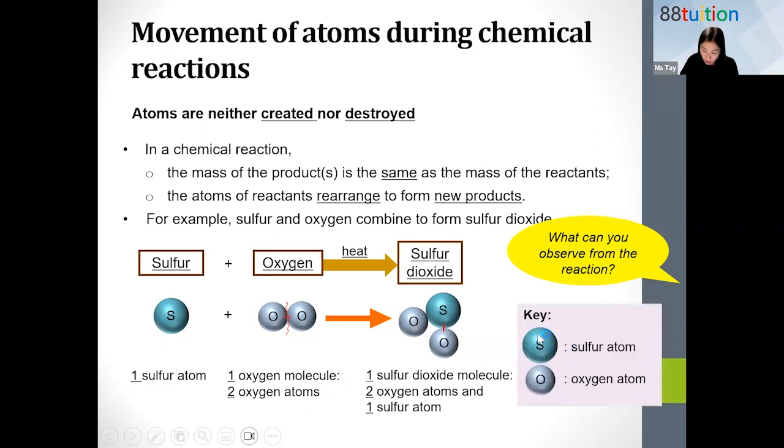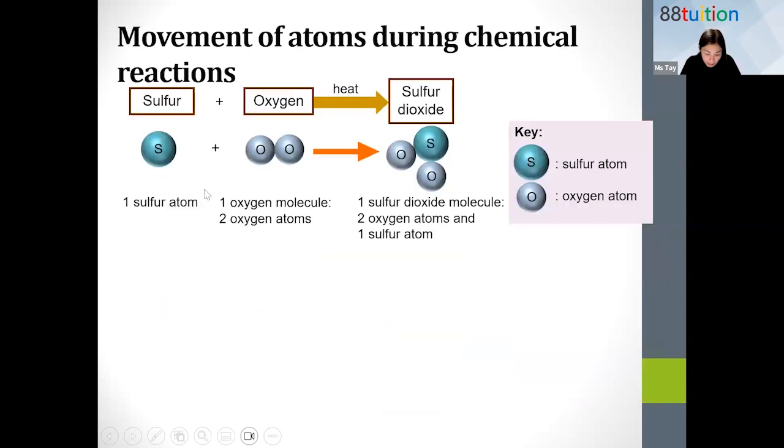So the key here is that this circular thing, which is light blue in color, represents a sulfur atom, and the oxygen atom is represented by a silver circular thing. All right.